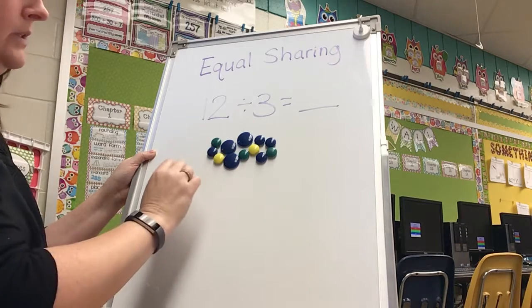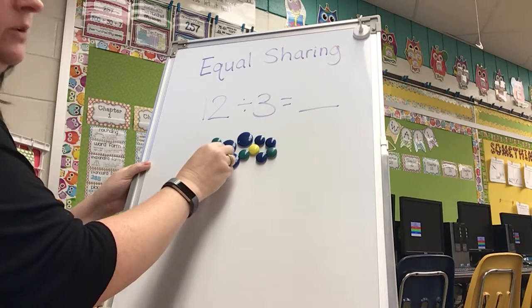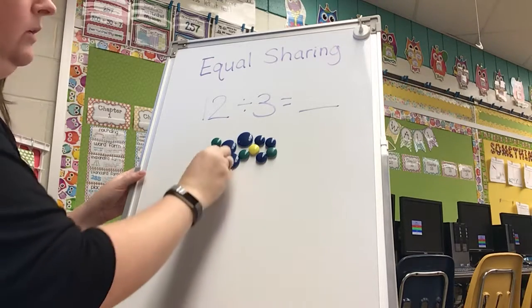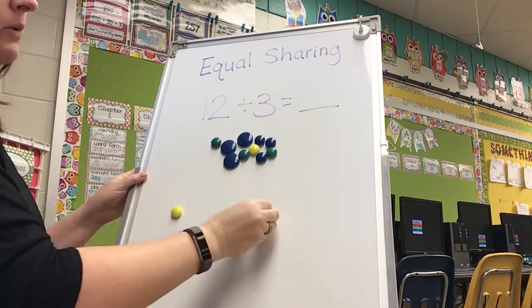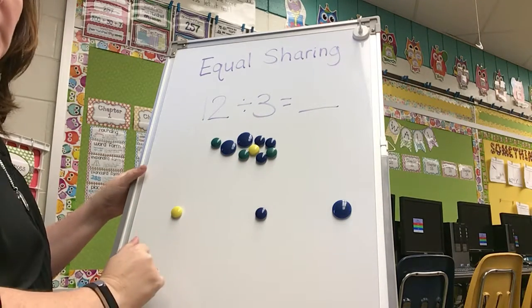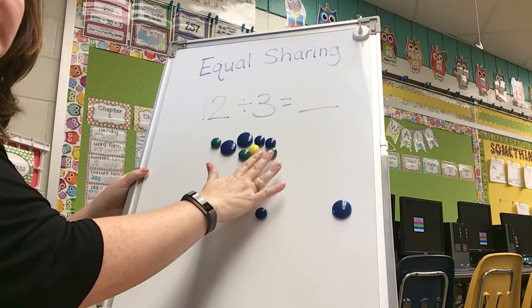Now with division, we're going to take our 12 counters and we're going to partition them into 3 groups. Now the way that I'd like you to do this is by taking one at a time. That way you make sure that your groups are equal. So I'm going to start out with my 3 groups. 1, 2, 3 groups.